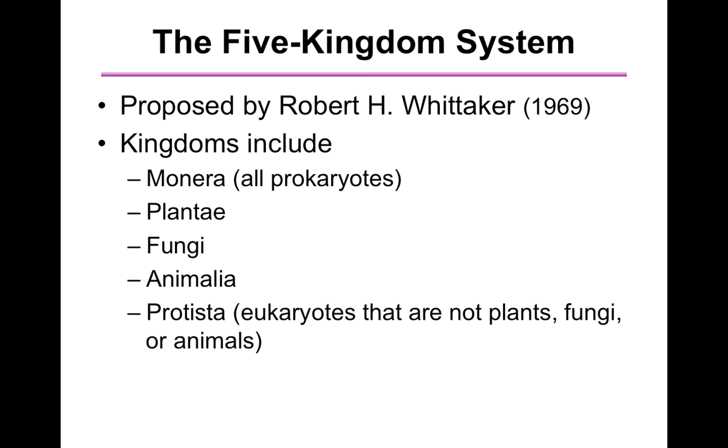And the five kingdom system: Monera, Plantae, Fungi, Animalia, Protista. All of these were proposed by Robert H. Whittaker, 1969. And Protista are eukaryotes that are not plants, fungi, or animals. They are not plants, right? Fungi, animals, are they plants? No.